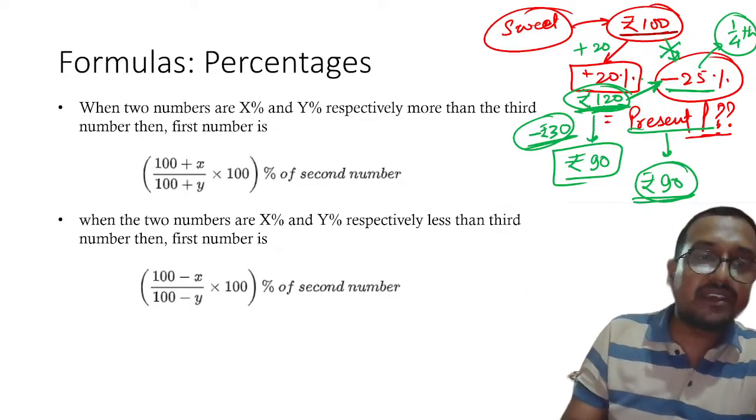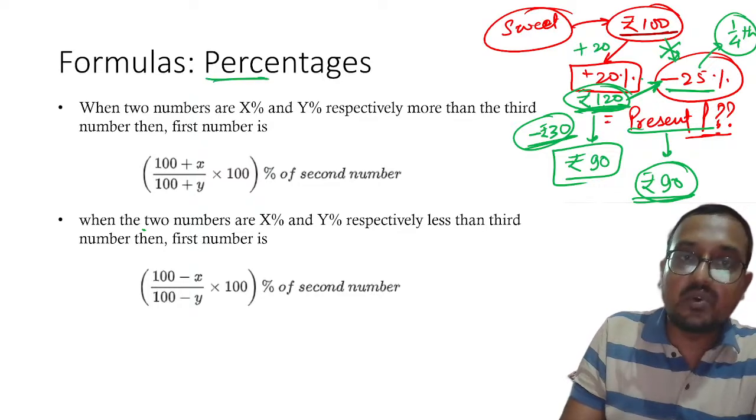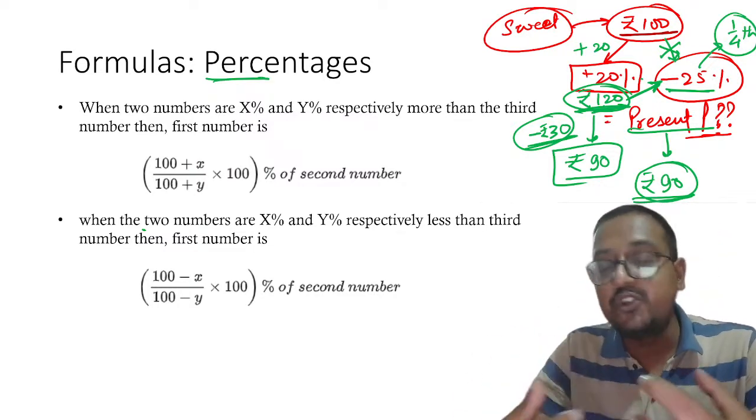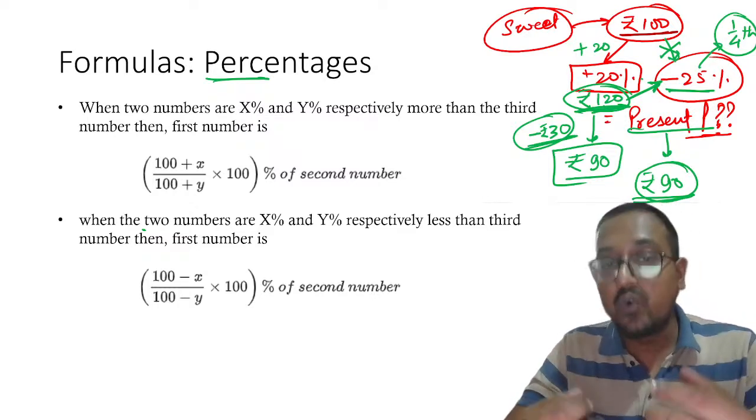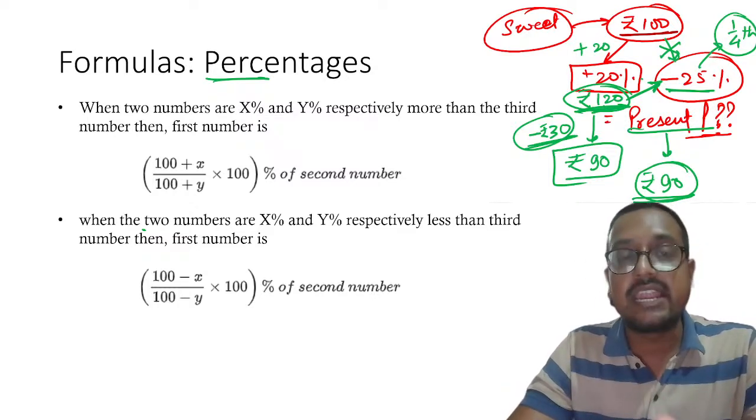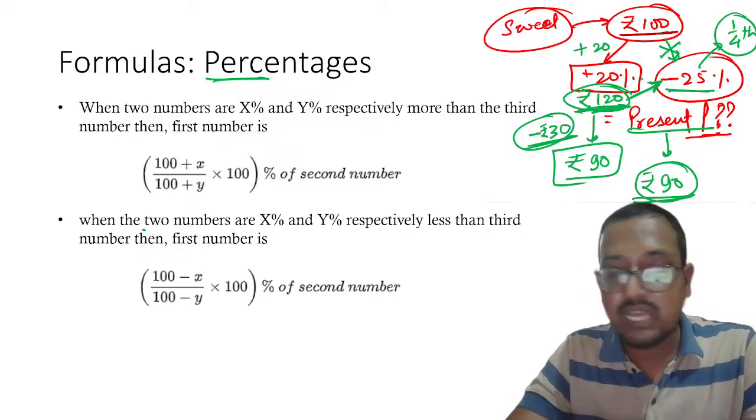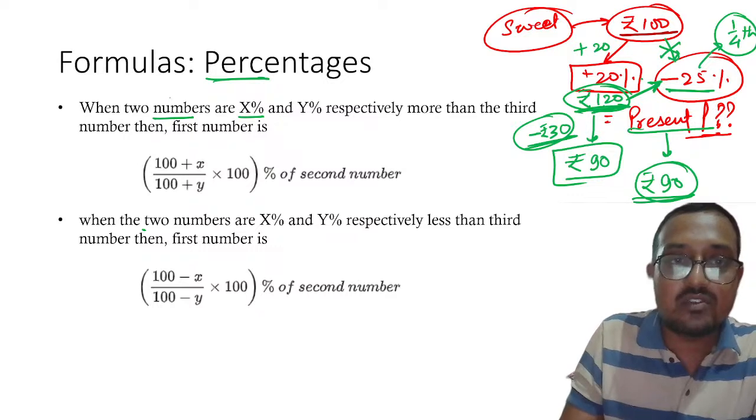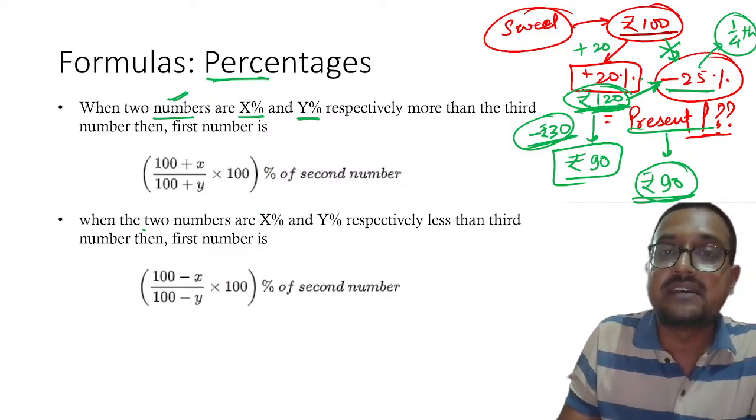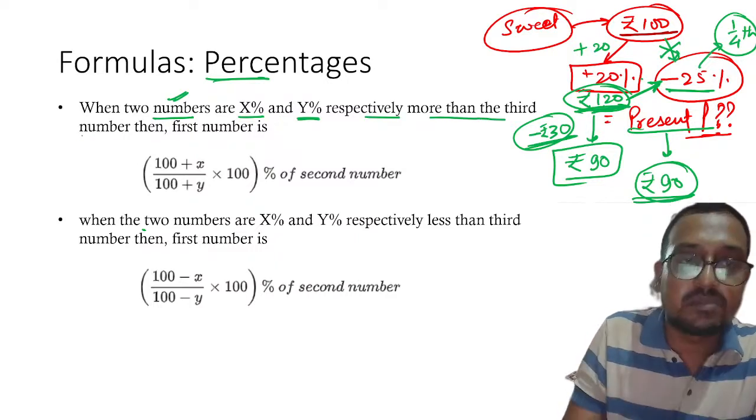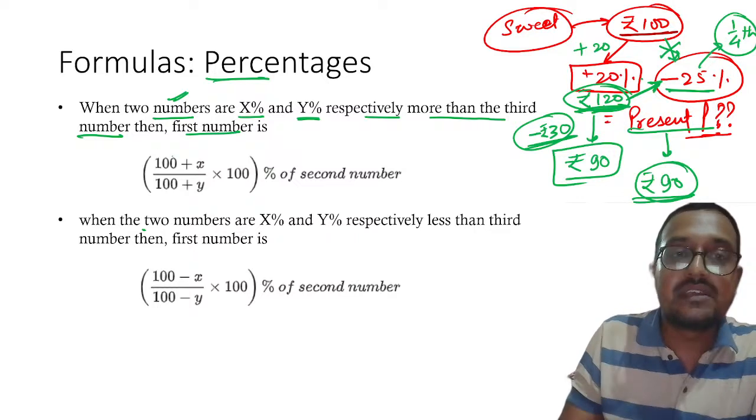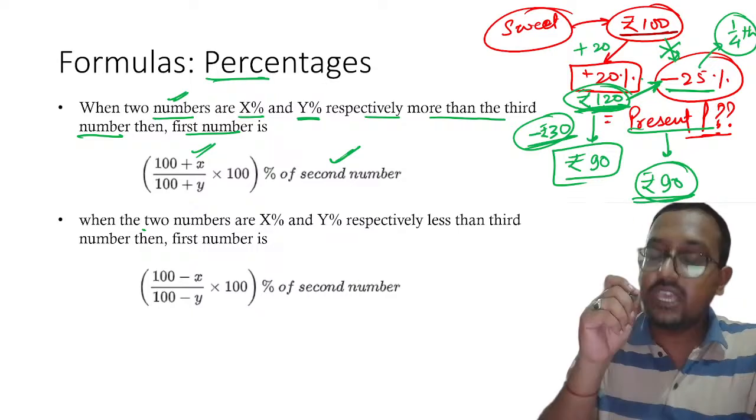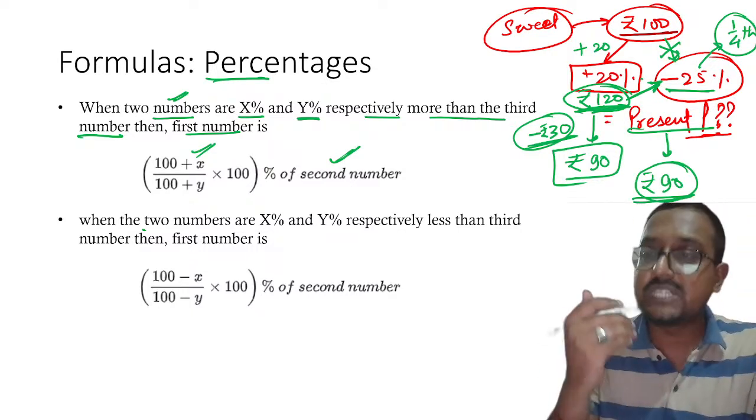Okay, so let us move ahead. When two numbers, there are some more formulas, but I will always recommend go by the basics. Basics in the sense you do not need to mug up these formulas. What you should focus on is conceptual understanding. But still, many students prefer formulas, so that is why I have brought it over here. When two numbers are x percent and y percent, respectively, less than a third number, then the first number is this much percentage of the second number. So please remember this formula very carefully. If you are not willing to remember, I will tell you a simpler trick.